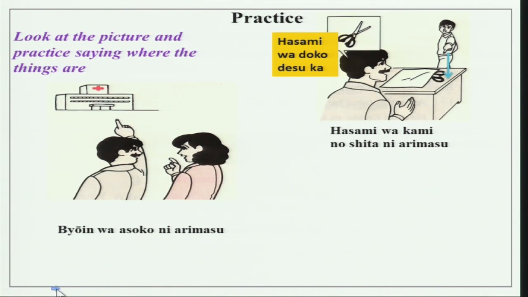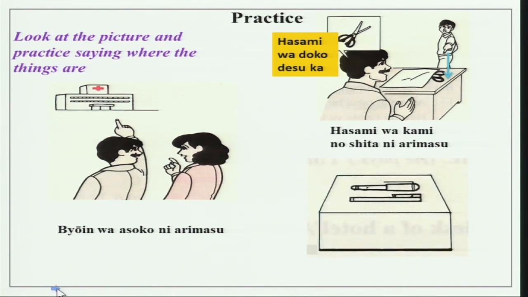So, you have another picture. You have some pens on a table. Well, pen wa doko desu ka? Or pen wa doko ni arimasu ka? And the answer is, pen wa tsukue no ue ni arimasu. So, well, you can practice like this.